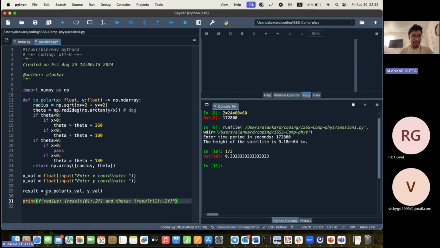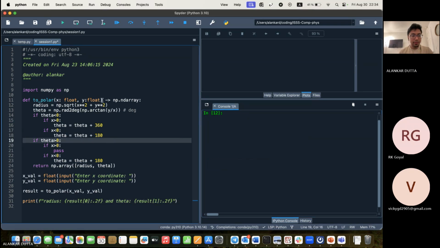So any array in Python, numpy array being one of them, starts with 0 count. So the first element is 0 and the second element is 1. So the result that we have, the first element is radius, so this gives result 0, and the second element is theta, so this is result 1. Okay, so this is how this would work. So let's try to test the code.